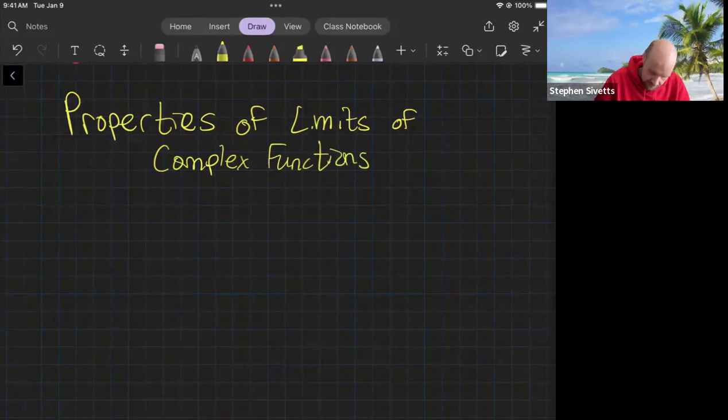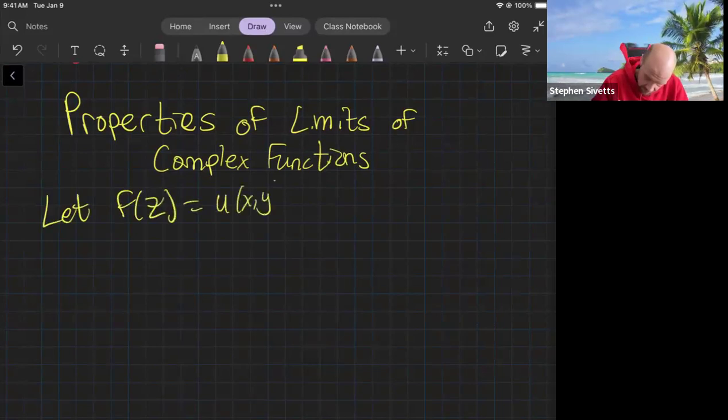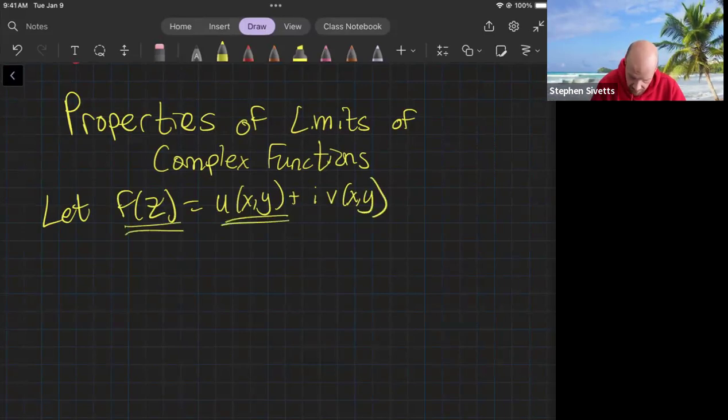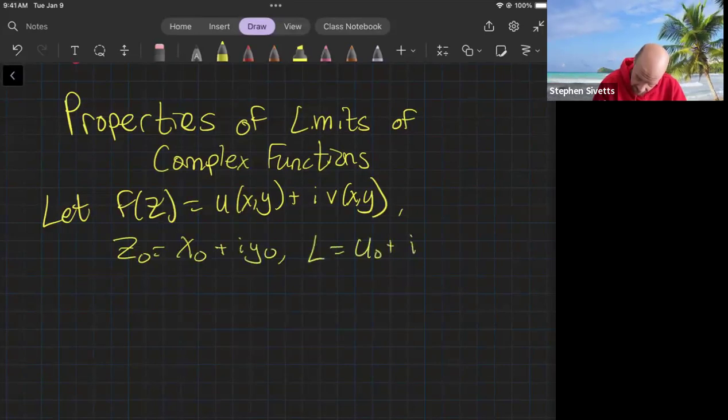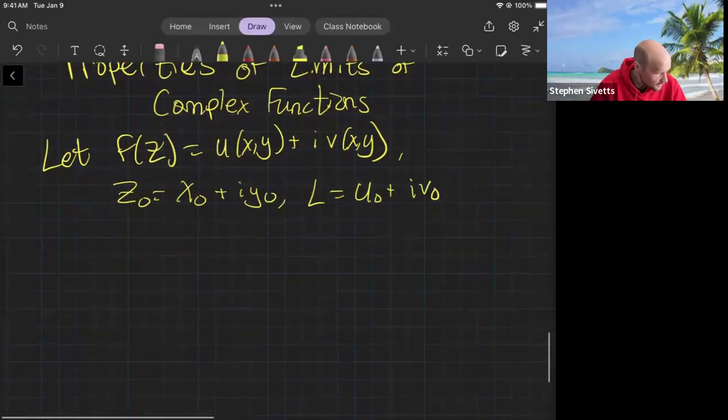Okay, so let me write these out. Let f of z equal u of x, y plus i times v of x, y. So we can express a complex function in terms of the real and the imaginary components. That's what I'm saying here. Let z naught equal x0 plus i times y0, and L equal u0 plus i times v0.